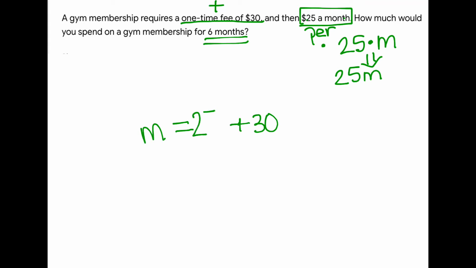So we can put that here. Now we're going to go ahead and change membership, and we're just going to call that GM for gym membership. Now, how much would you spend on a gym membership for 6 months? So this 6 needs to go into the M for you to get your gym membership price.